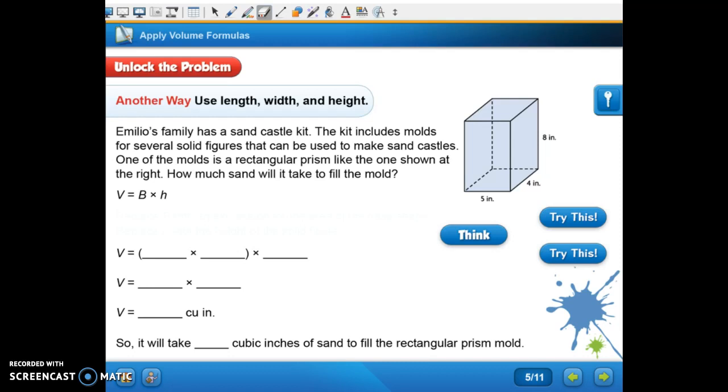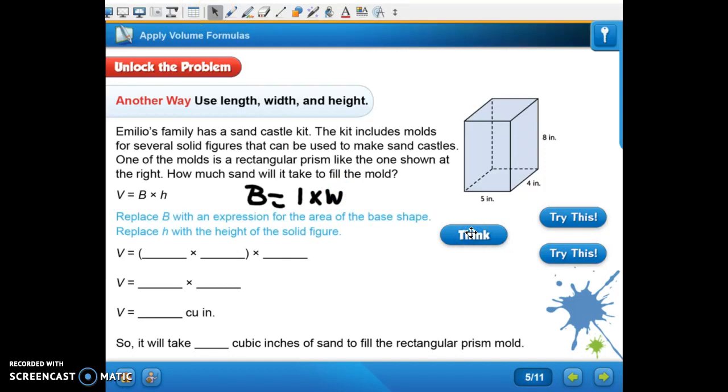Okay, so another way is length, width, and height. Emilio's family has a sandcastle kit. The kit includes molds for several solid figures that can be used to make the sandcastle. One of the molds is a rectangular prism like the one shown at the right. How much sand will it take to fill the mold? So one of our formulas, remember, is volume equals base times height. And we remember that base is equal to length times width, right? Let's see what it says. Replace B with the expression for the area of the base shape, and replace H with the height.